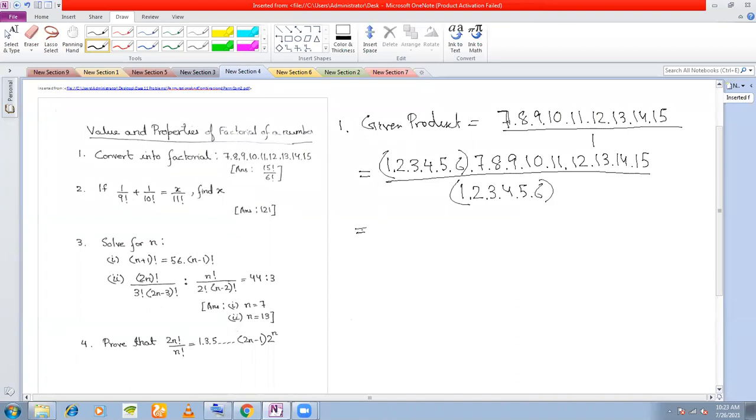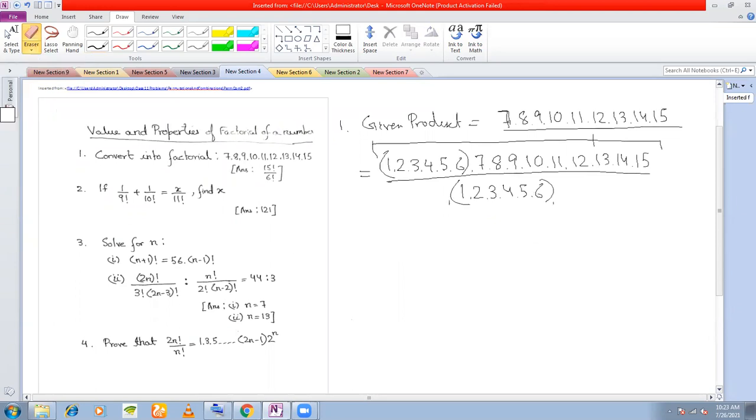Okay. So what does this become? This, if you see the entire thing, is a product from 1 to 15. So this becomes factorial 15. And here this is a product from 1 to 6. So this becomes factorial 6. Okay. Remember this. We shall be using this in our sums later on.